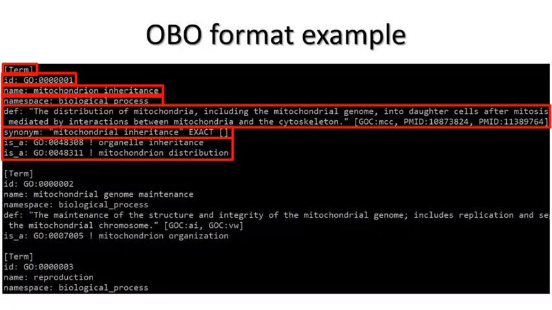The relationship between this and other concepts are specified here. Each concept can have relationship with multiple other concepts. Here, mitochondrial inheritance is a kind of organelle inheritance, which has an ID of GO:0048308, and it is a kind of mitochondrion distribution, which has an ID of GO:0048311. There is an empty line between two terms. As you can see, such a standard format makes it very easy to write a computer program to parse the data.